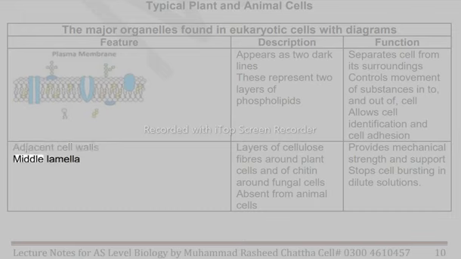Cell wall. Adjacent cell walls, middle lamella. Layers of cellulose fibers around plant cells and of chitin around fungal cells, absent from animal cells. Provides mechanical strength and support. Stops cell bursting in dilute solutions.